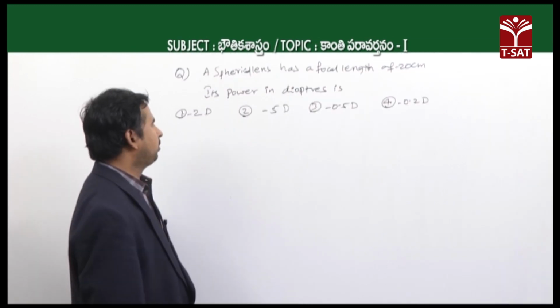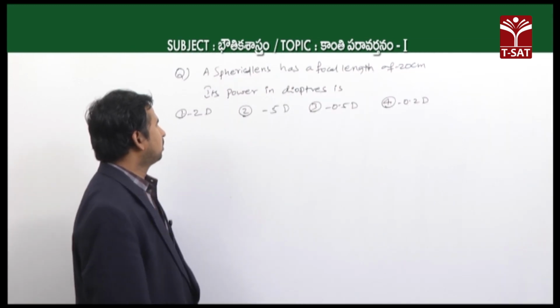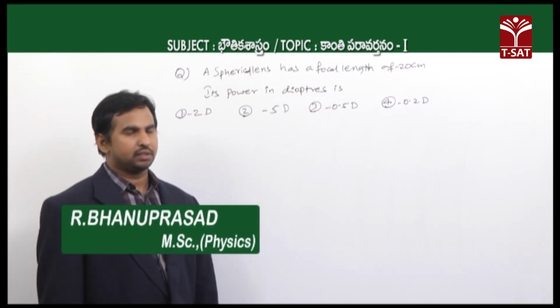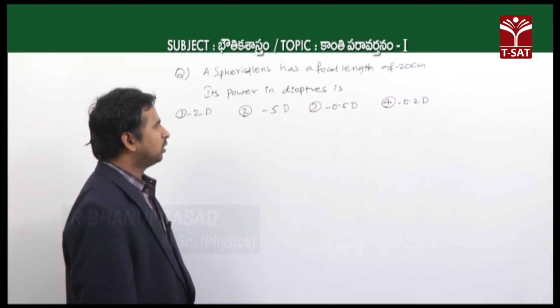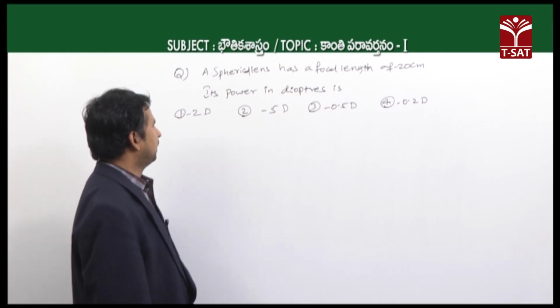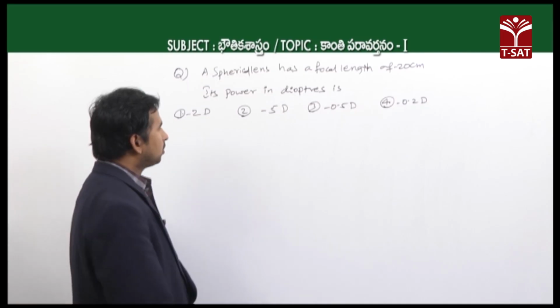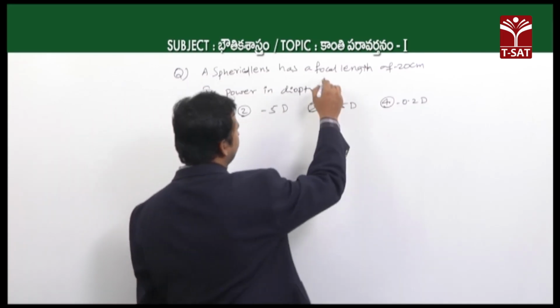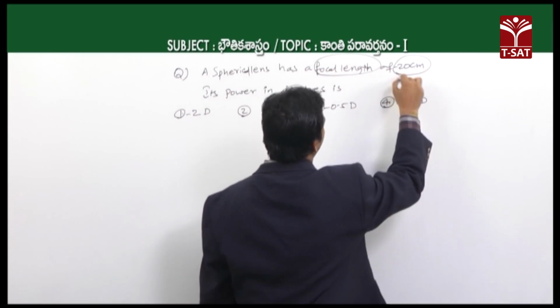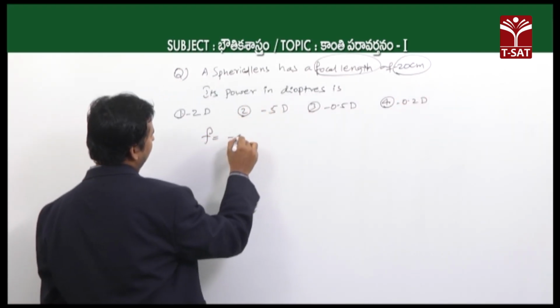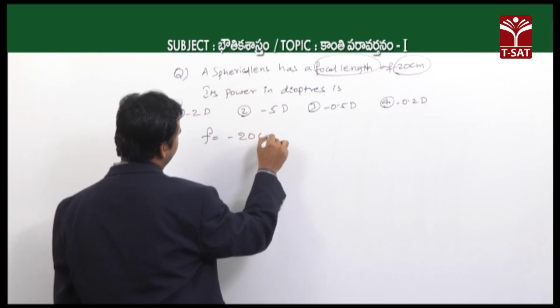Now here we have one more question on the power topic. Given that a spherical lens, we don't know which lens that is, has a focal length of minus 20 centimeters, and its power in diopters we have to find. So, focal length f is given as minus 20 centimeters.